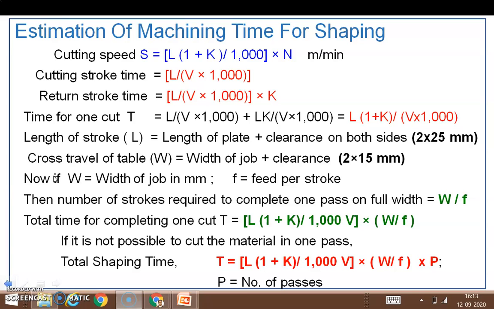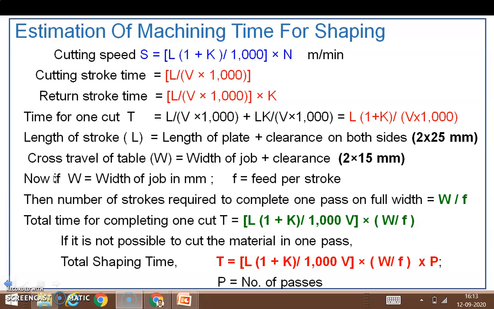So the length of stroke L equals the length of the plate plus clearance on both sides. I already told you the tool has to move past the workpiece for a certain distance, during the entry and exit side of the workpiece. That is called clearance. On the length side, the clearance will be 25 mm on each side. This is the formula; you can memorize this.